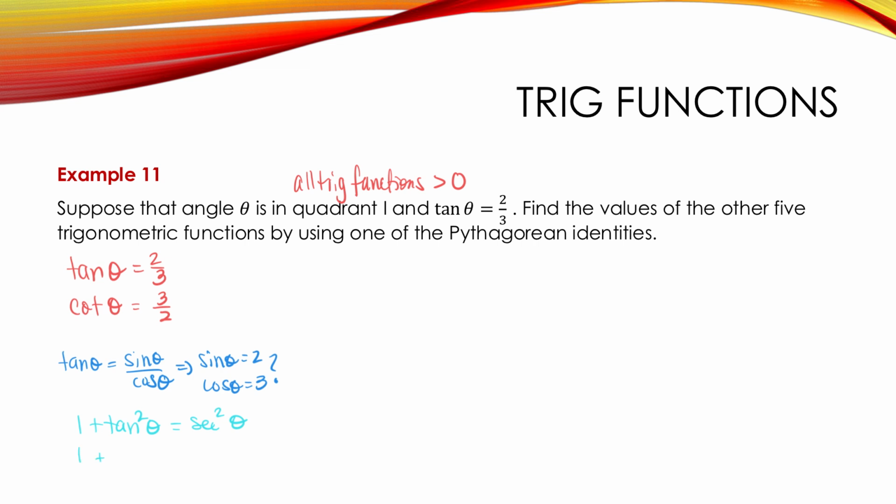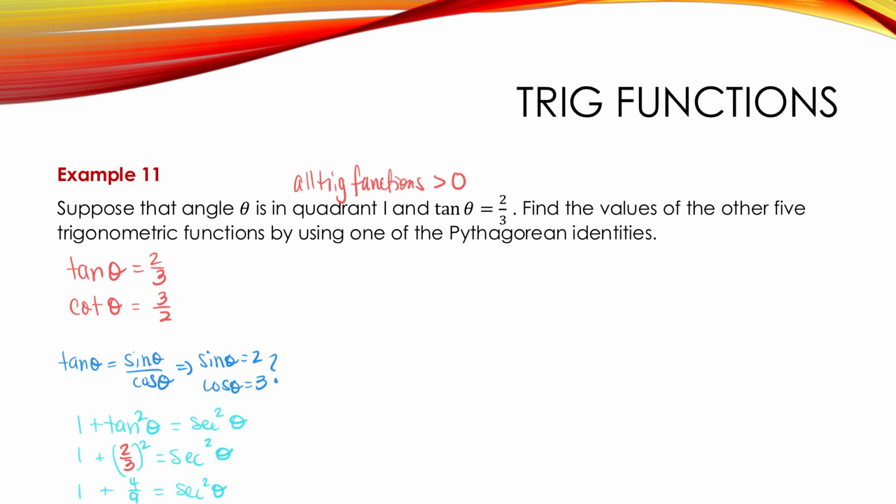We know that 1 plus 2/3 squared has to be secant squared. Or 1 plus 4/9 is equal to secant squared theta. That tells me that 13/9 is equal to secant squared, which means that 13/9 equals secant squared, which tells me we don't have a cosine that's 3.